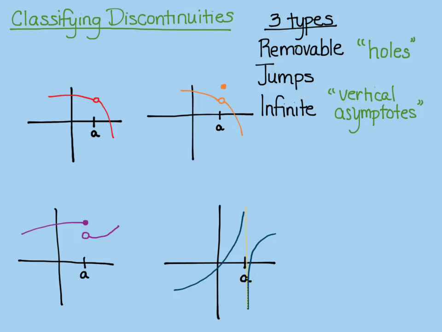So in the first two functions, we see that we have a removable discontinuity, and remember these look like holes in the graph. In the third function, we have a jump because as I'm moving from the left of a to the right of a, I have to jump to keep moving along the function. And the fourth one, I have a vertical asymptote. Notice that as we approach a from above and below, the y value is going to infinity.